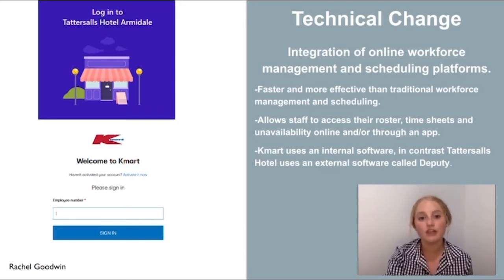A technical change that both businesses have experienced is the integration of online workforce management and scheduling platforms. This technological advancement in time scheduling for businesses makes it faster and more effective for both managers and employees. This software allows staff to access their roster, timesheets and unavailability online via a website or an app. Staff also use this software to sign on and off shifts as well as log any breaks that may be had. Kmart uses an internal software, while Tattersalls Hotel uses an external software called Deck.